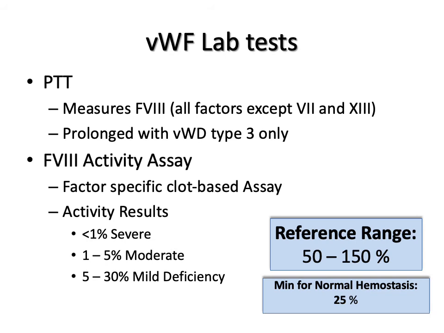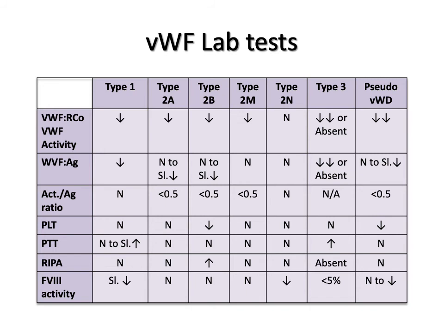The reference range for factor VIII is 50 to 150% activity. Normal hemostasis requires at least a quarter or 25% of factor VIII activity. Table showing the expected results of coagulation tests for each type of von Willebrand disease.